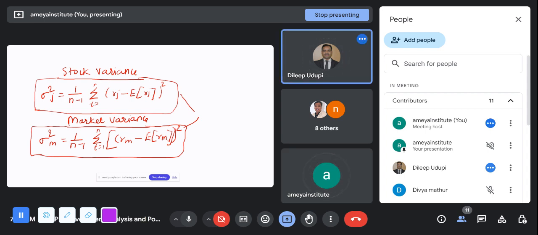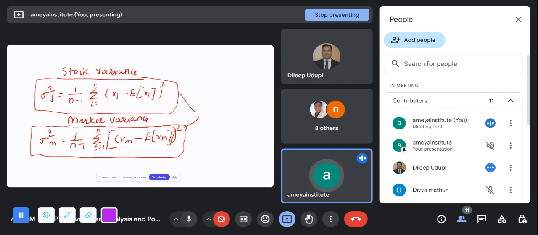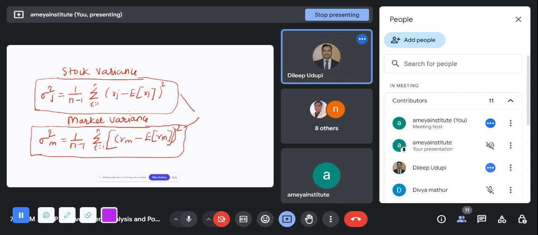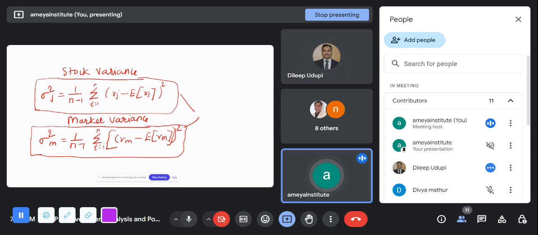Now, the relationship between these two: one is stock variance and one is market variance. So two variances of two different assets, right? One is stock, one is market. Can I calculate the covariance between stock and market now?